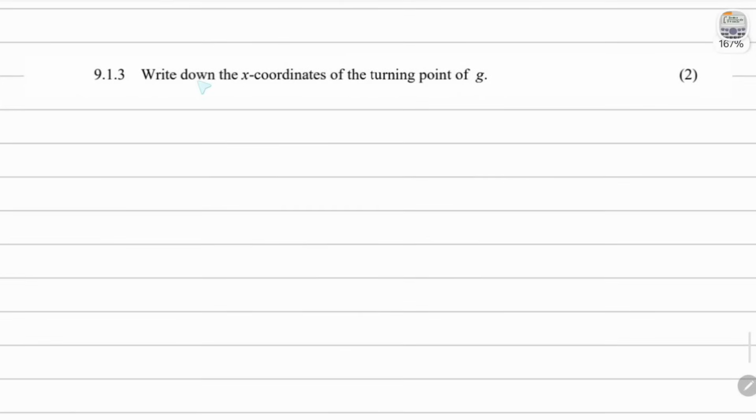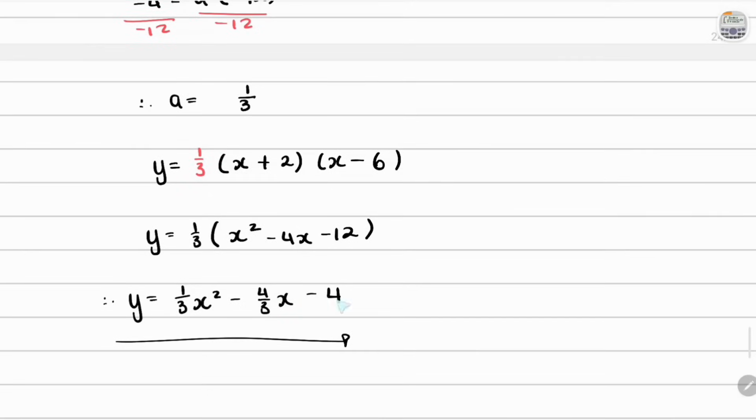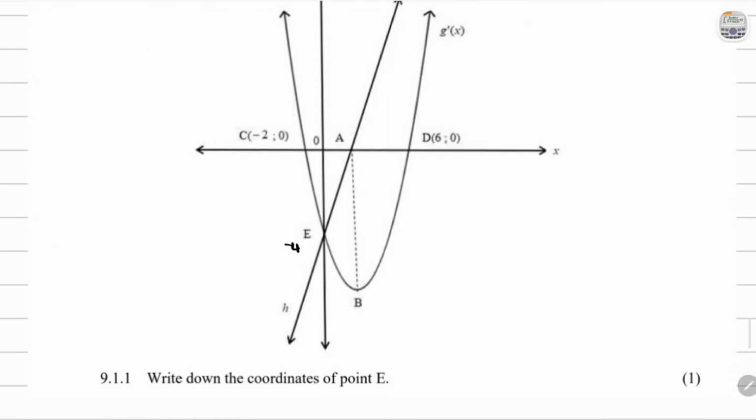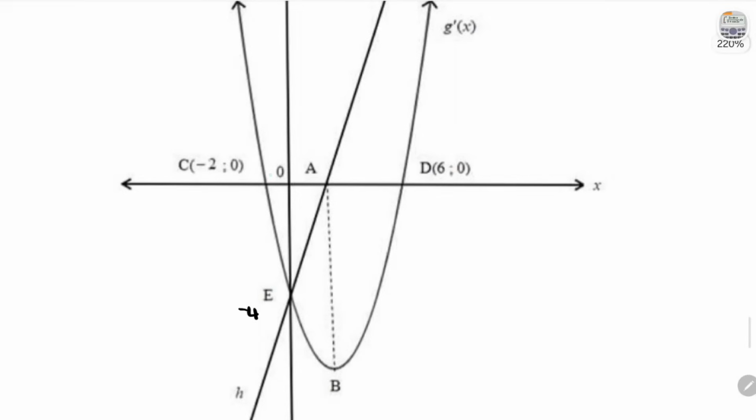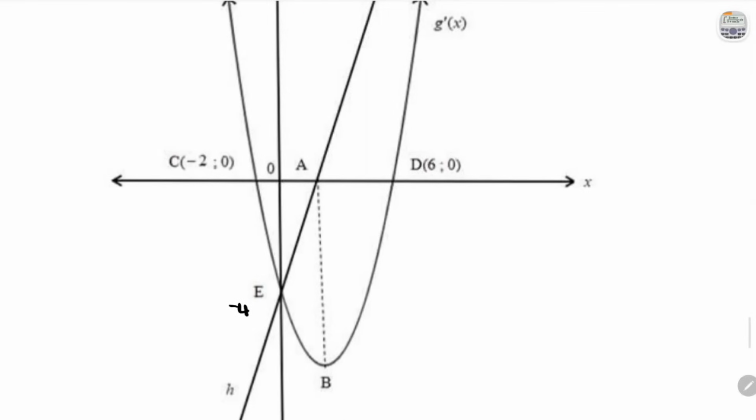Question 9.1.3 says, write down the x coordinate of the turning point of G. Okay, so we found the standard form of this equation. We found the full equation, but we don't have to use that method to find it. Here's another way we can find this. Because they've given us the x-intercepts, we can find the x value of the turning point. The parabola is symmetrical about its turning point. So if we drew a vertical line that passed the x value of that turning point, you'll notice that what the parabola does over here, it does the exact same thing over here.